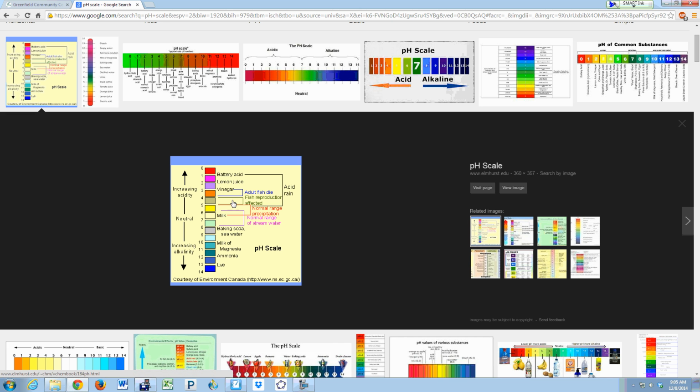So what I found really interesting is look at the normal range of stream water, between 6 and 7. So pure water is supposed to be neutral, 7, but the normal range of stream water is more acidic. Does anybody know why stream water is more acidic? Why it would have a pH less than 7 and not be considered neutral?